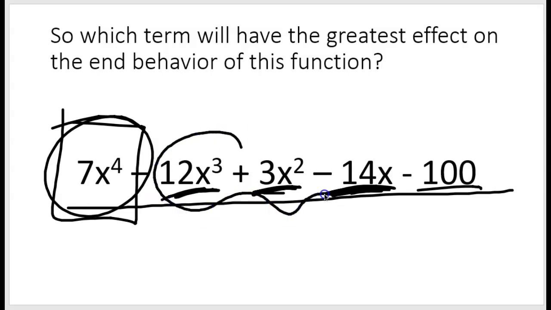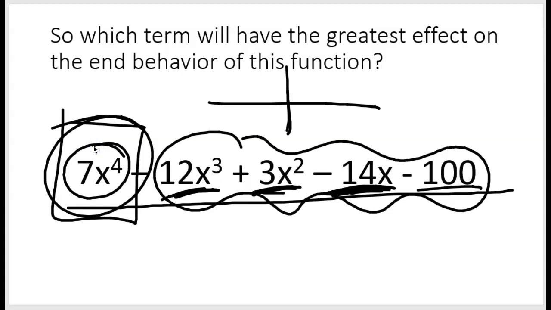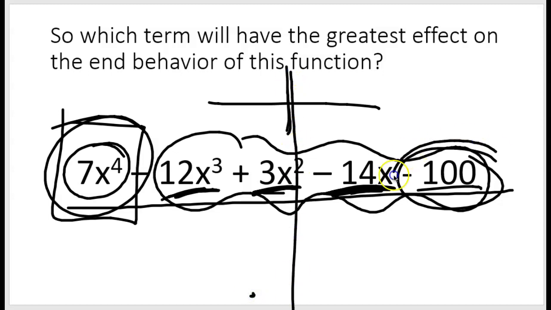These guys will tug and pull on it. As I'm plugging in points, even if I plug in 1 here, I get 7. But this guy's minus 100. So even though I get 7, if I take 100 away from that, I end up with negative 93. So I'd be way down here on my graph because of this guy.